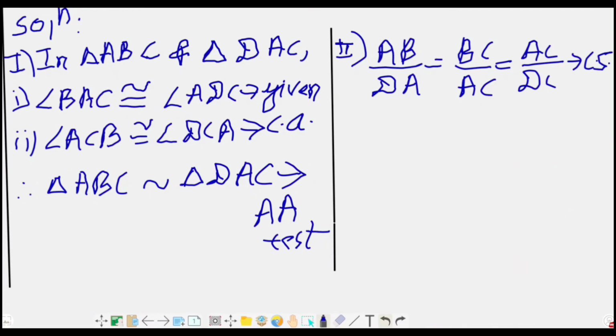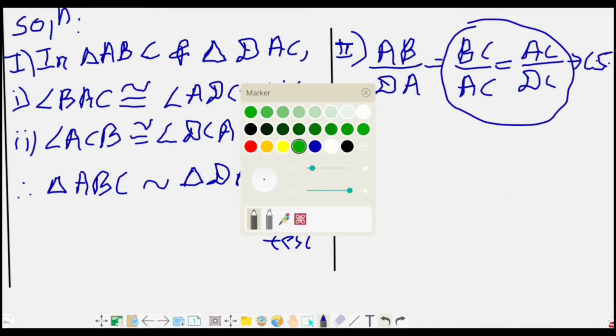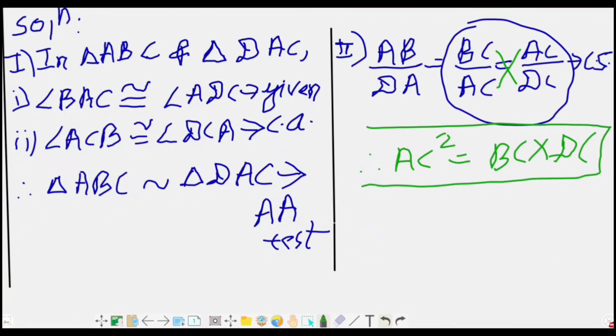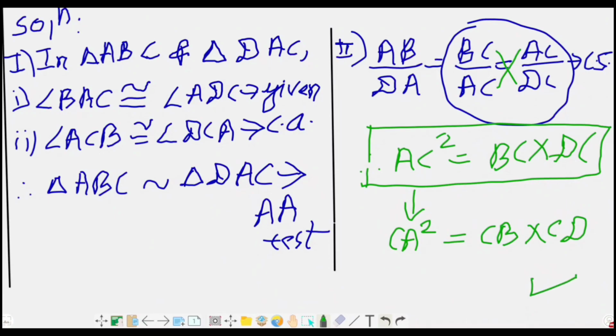Now what do I have to prove? I have to prove that CA square, CA or AC is one and the same thing. So when you take the last two ratios and cross multiply, AC into AC is AC square, equals BC into DC. This is just what was asked to prove. It is asked that CA square equals CB into CD. Instead of AC, we can write CA, instead of BC, we can write CB, one and the same thing, and instead of DC, we can write CD. So hence proved.